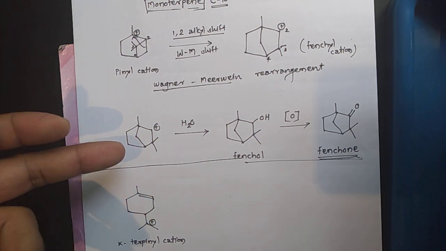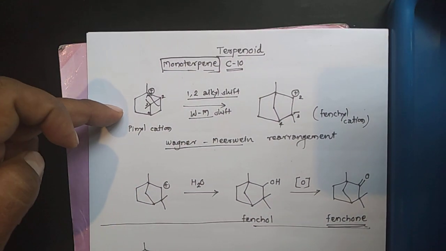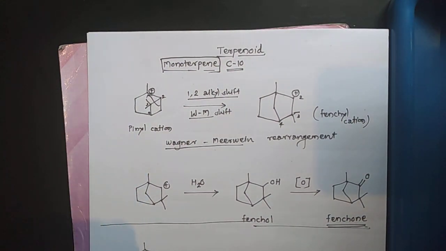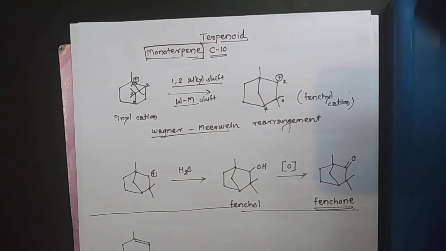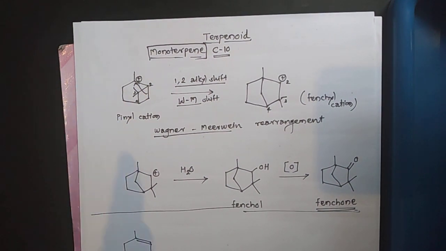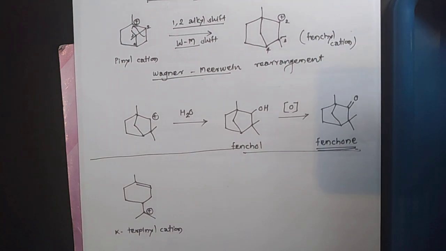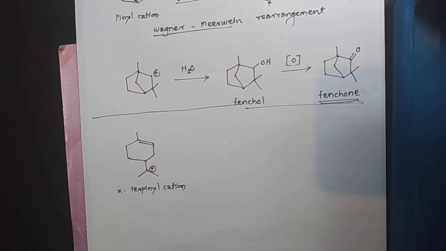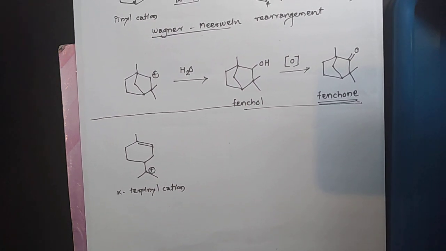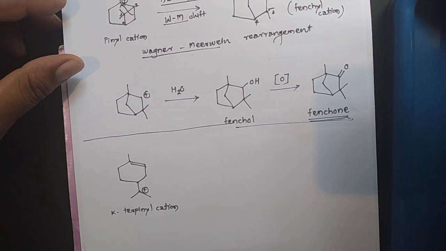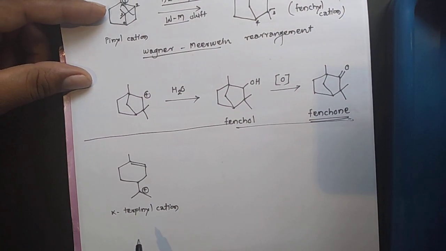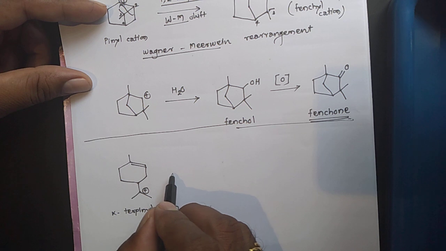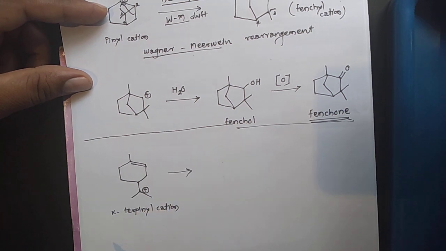Then this pinyl cation also we have prepared from this alpha terpenyl cation itself, and from the pinyl cation we have again prepared alpha pinene, beta pinene, and so many compounds. So don't forget this very important intermediate, which is the alpha terpinyl cation. Now we will carry out some reaction here.